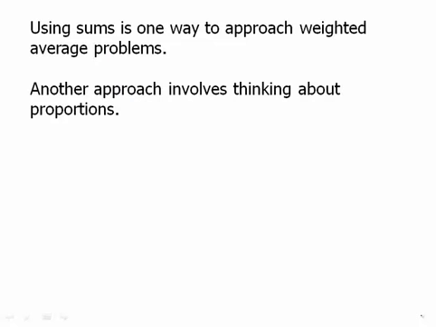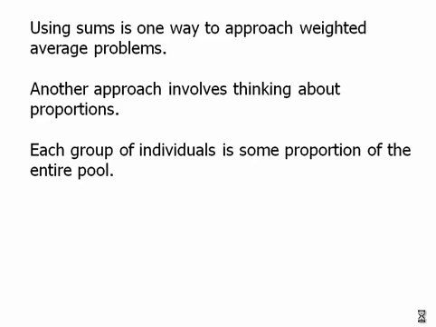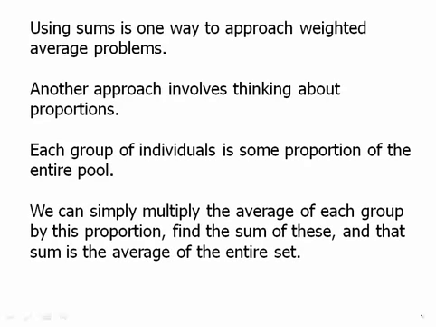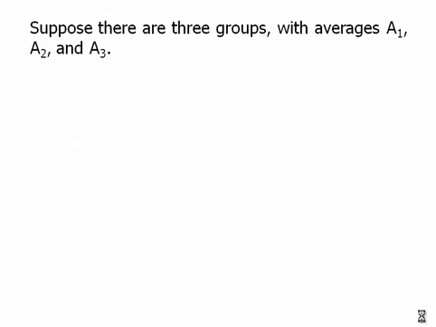Another approach involves thinking about proportions, and this is very important to understand also. Each group of individuals is some proportion of the entire pool. We can simply multiply the average of each group by this proportion, find the sum of all those products, and that sum is the average of the entire set. So for example, symbolically, suppose there are 3 different size groups, and they have averages A1, A2, and A3. Those are the averages of these 3 different groups.